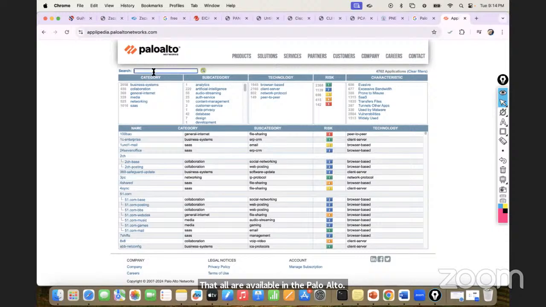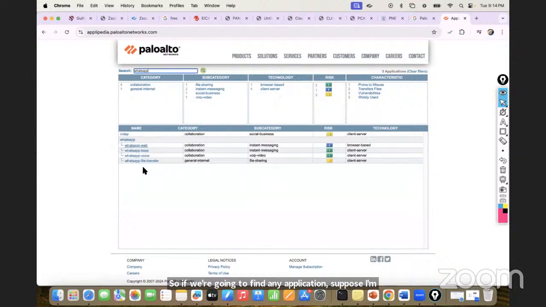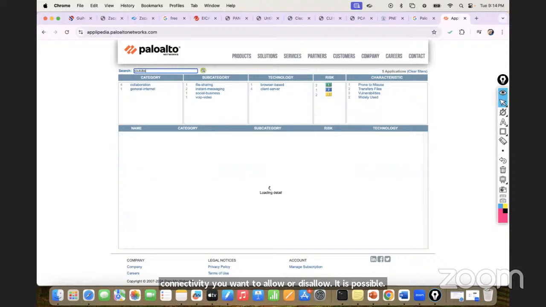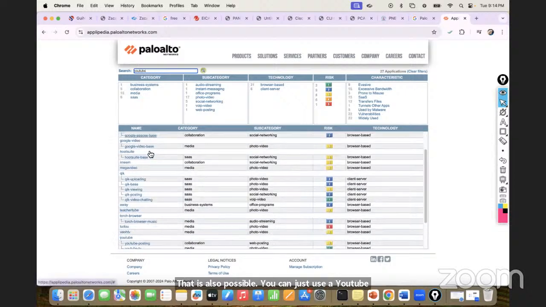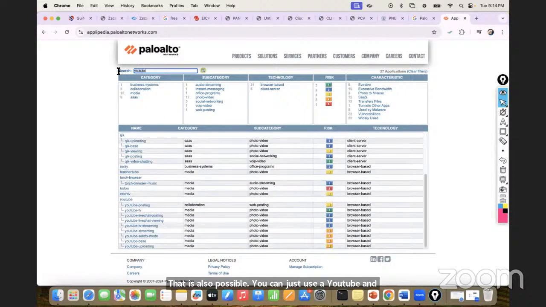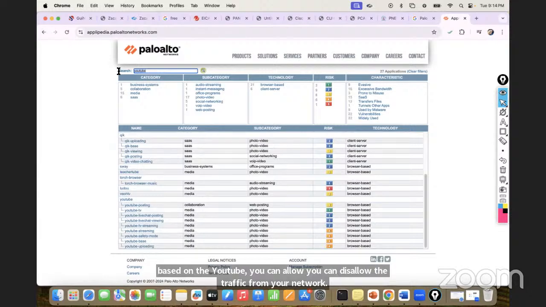right? So if you're going to find any application, let's suppose I'm going to find WhatsApp. So this application is going to filter. So your WhatsApp application is going to be filtered. And based on the WhatsApp, if you want to limit the connectivity, you want to allow or disallow, it is possible. If you want to find the YouTube application, that is also possible. You can just use the YouTube, and based on the YouTube, you can allow, you can disallow the traffic from your network. If I just talk about Instagram.